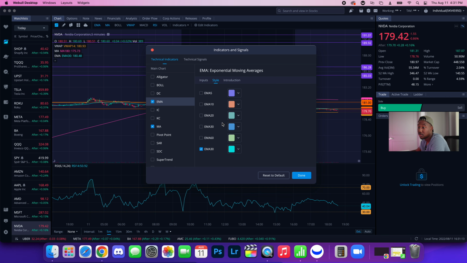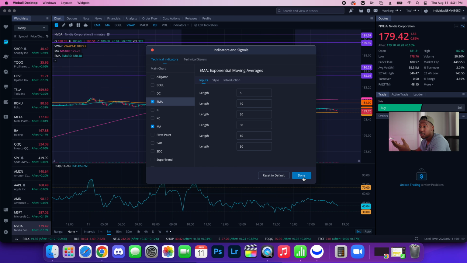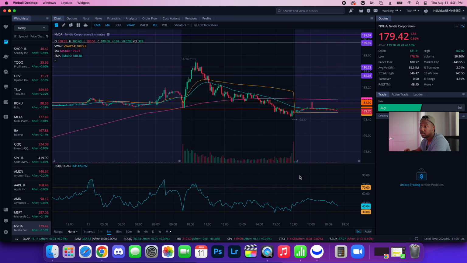Again, you can make the length whatever you want by changing it over here. But yeah, this is how I have mine set. Just a 30-day EMA, and that's the color I have it. And then I would click done, and there you have it.